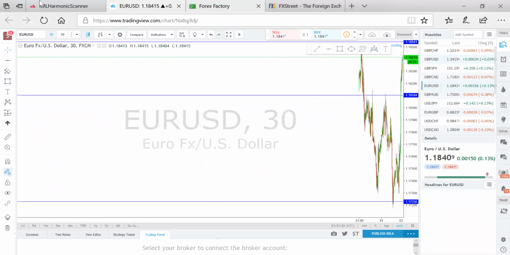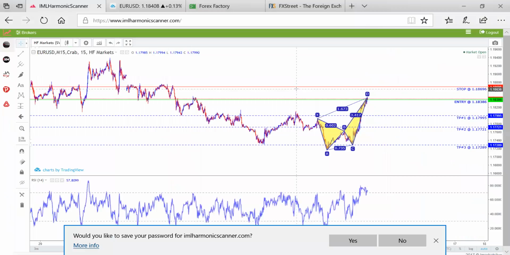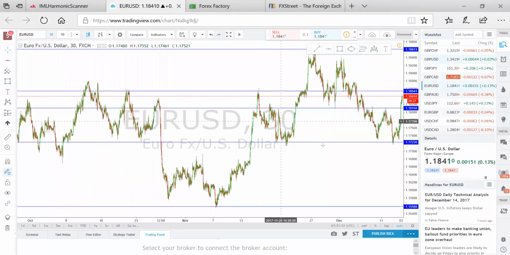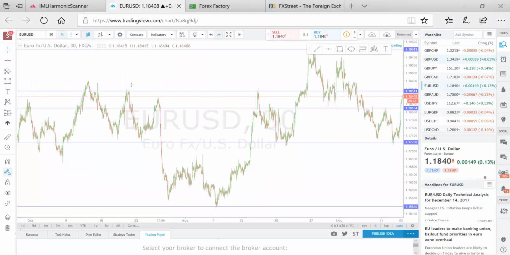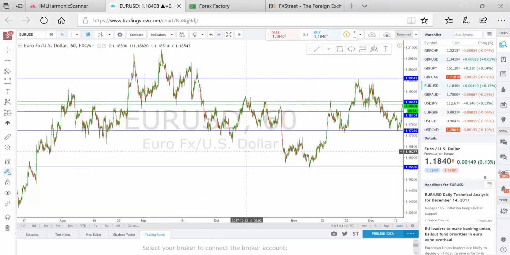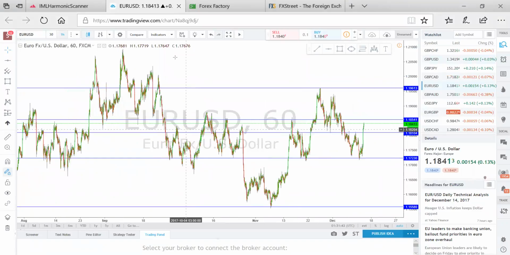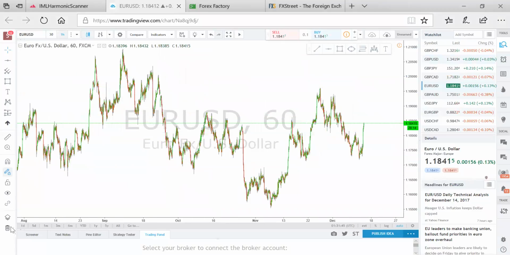All right, so we were looking at Euro USD. So the harmonic scanner said that Euro USD looks like a sell. So this is a 15-minute chart, so maybe I'm going to start at the 1 hour. Just going to look at the 1 hour and see what's happening there. So I'm looking at the 1 hour chart. Let me clear everything. Price is right here by the green line.